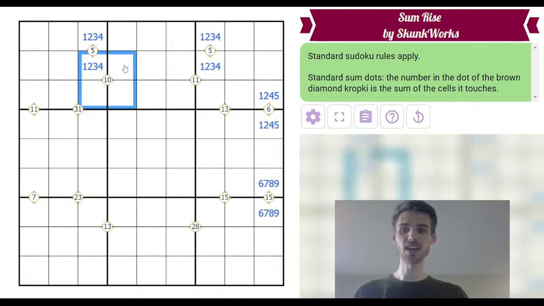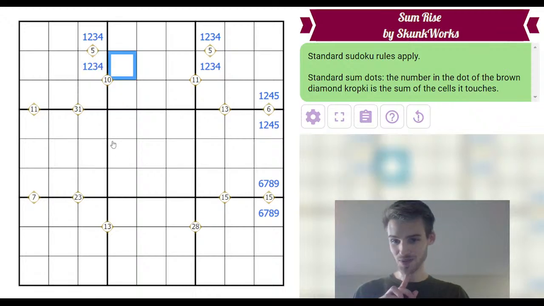For example, this 10, if this was a killer cage that was 10, this would just be forced to be 1, 2, 3, 4. But since repeats are allowed, I could make this as low as, that's only 6. So 10 is no longer the minimum.